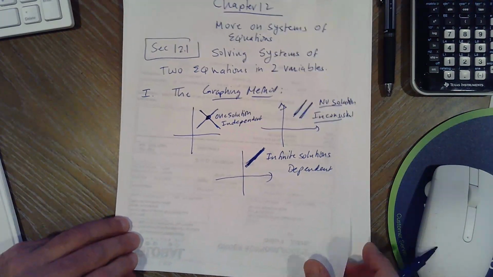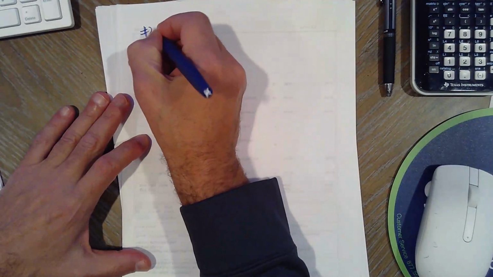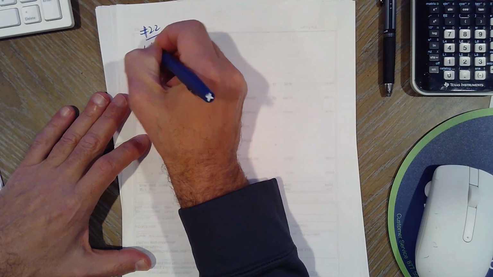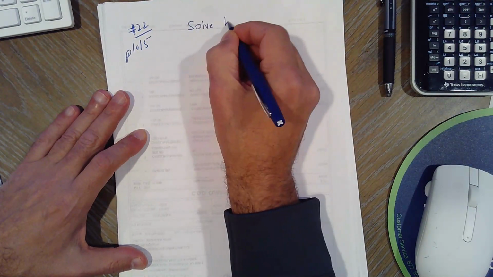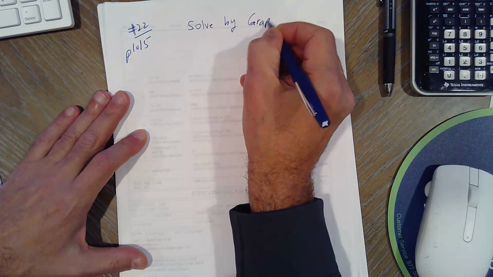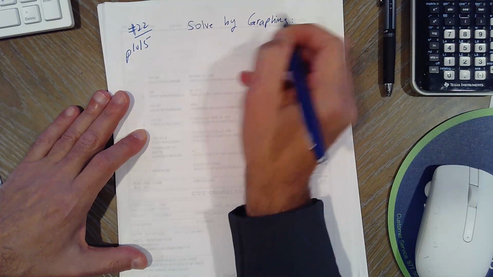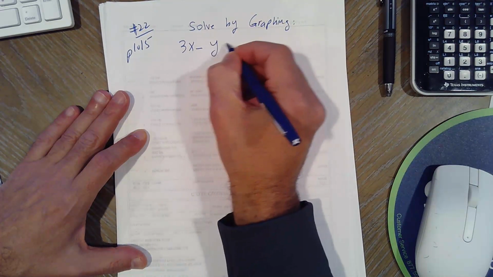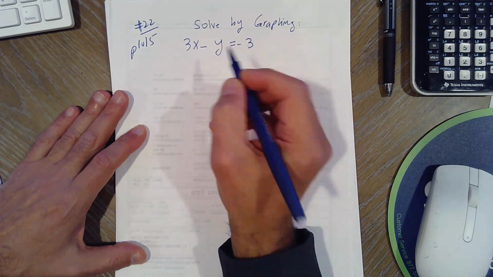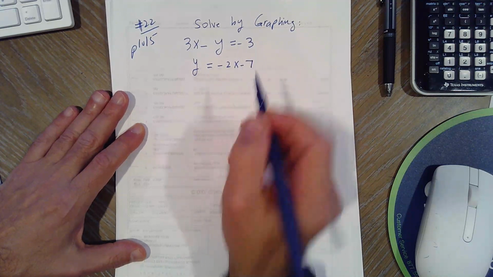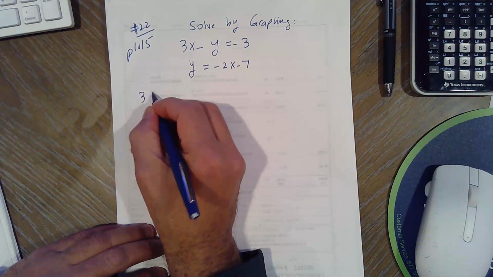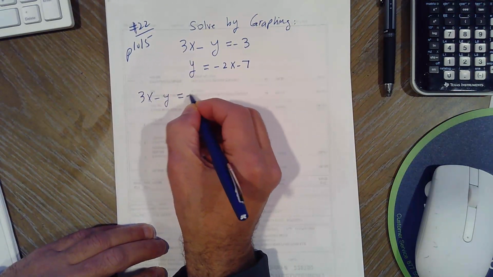Number 22, page 1015. Solve by graphing. 3x minus y equals -3, y equals -2x minus 7. So we're going to have to graph each line separately. So let's start with the first line.